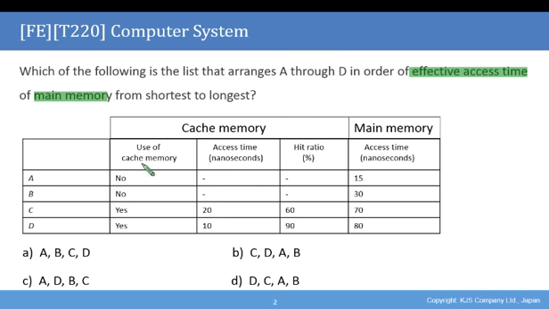Here we have the table with cache memory, main memory, and some of the implementation that we use, so whether it will use cache memory or not, and also the access time as well as the hit ratio. Here we have a possible list of the effective access time of main memory, and we need to put these in the correct order to see which one is the answer we want.